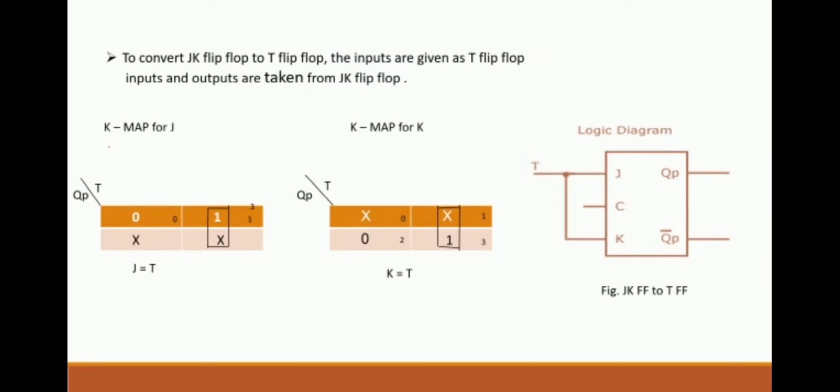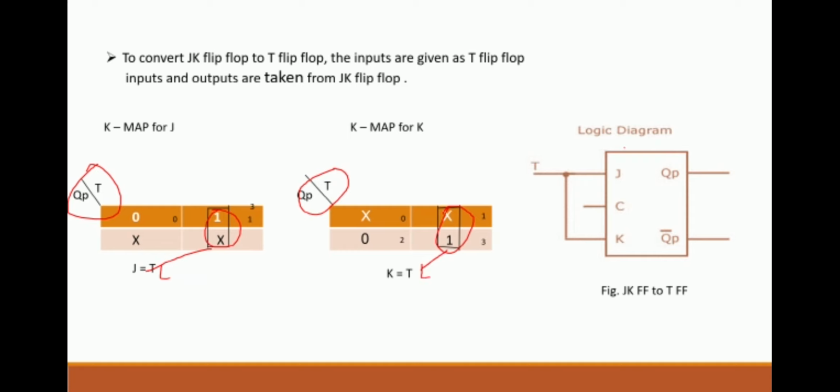This is the K-map for J. We place values from the J column in this K-map. QP and T are the input variables. To cover this one, we form this pair and its Boolean expression is J equal to T. QP and T are the input variables. To cover this one, we form this pair and this is the Boolean expression of it.